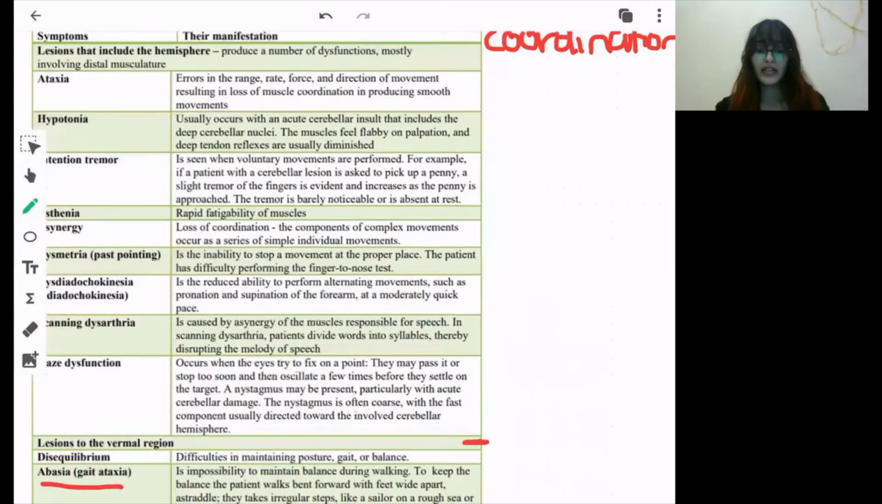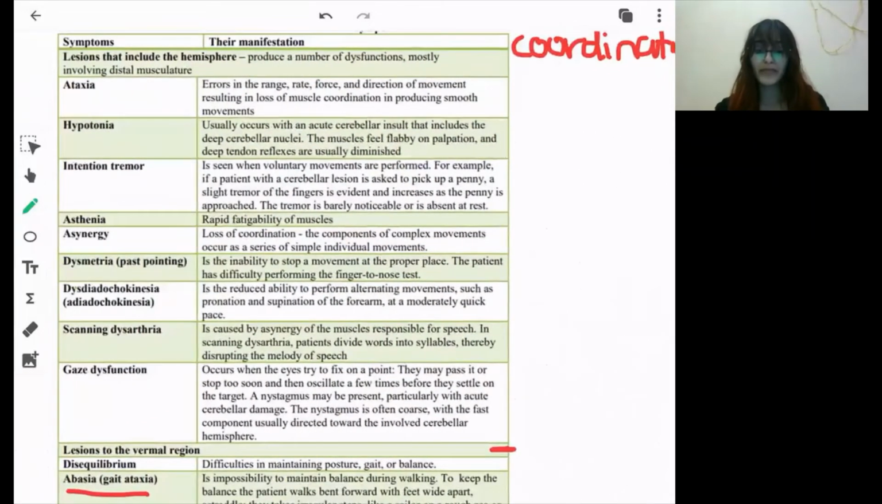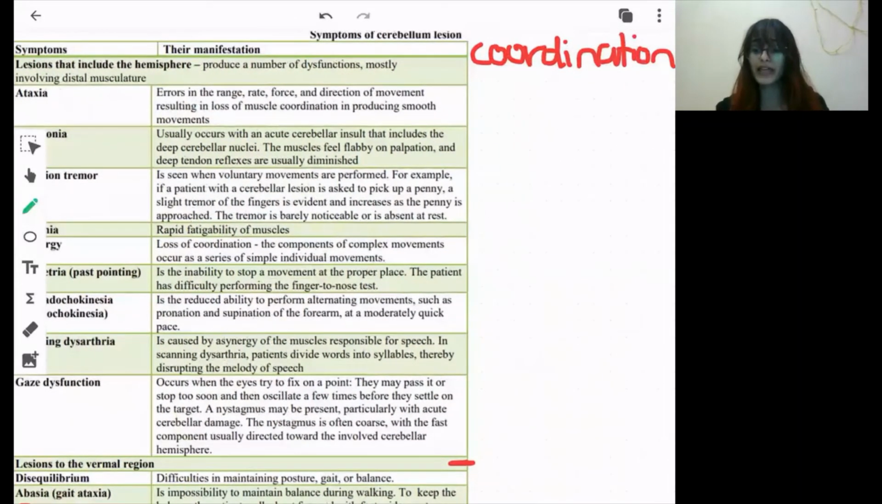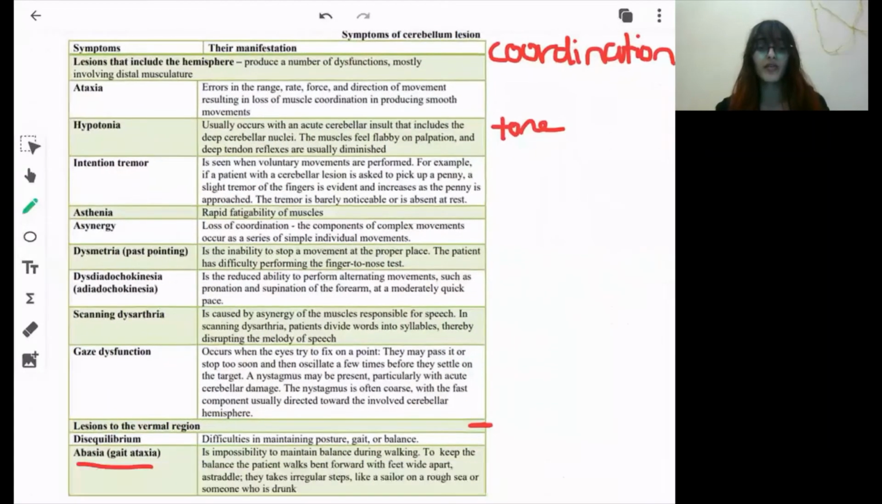Next, lesions that include the hemisphere. Again, the ataxia, that is problem in movements, hypotonia. So from this, you can say that cerebellum is also responsible for maintaining the tone of muscles. So this is an important one.